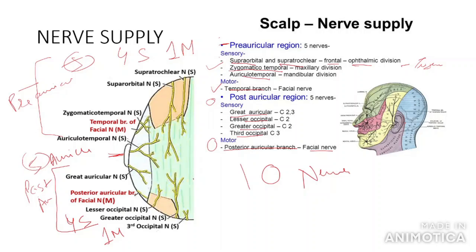Next is post auricular. You will have to remember, great auricular, lesser occipital, greater occipital, and third occipital. So see, 3 occipital है, एक greater है, एक lesser है, एक third है. ठीक है, one is auricular, auricular is great, so great auricular, something you have to make to remember. And then you have posterior auricular branch. Fine.